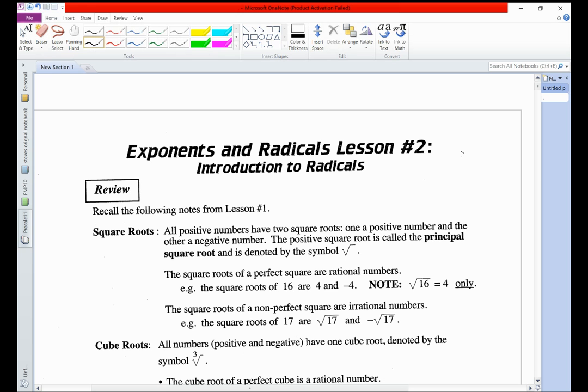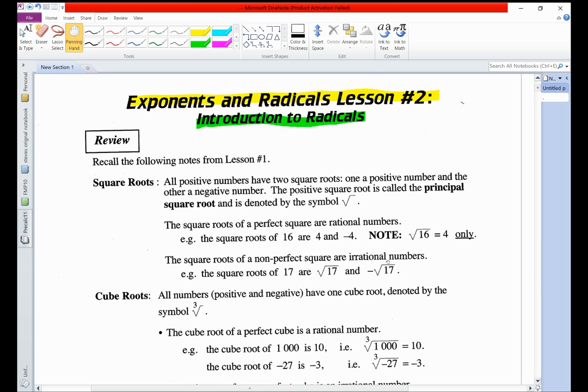Let me pull out my drawing tools here. So we are starting our unit with Lesson 2. We did Lesson 1 on Friday a little bit, and we got a little bit of review there. So today we are starting radicals. This is going to be kind of the theme of our first week and a half or so.